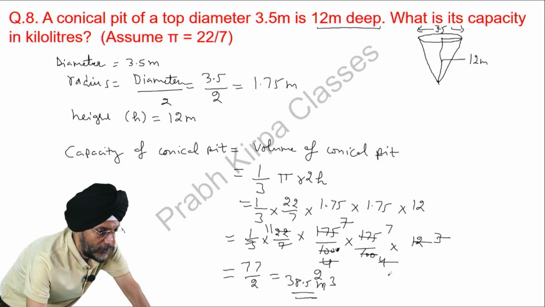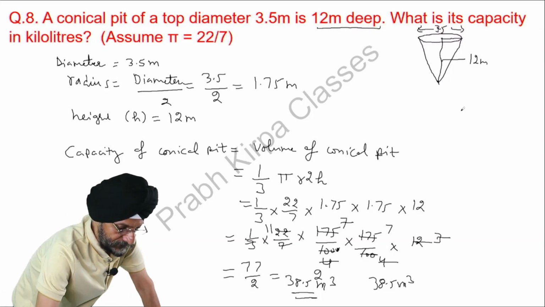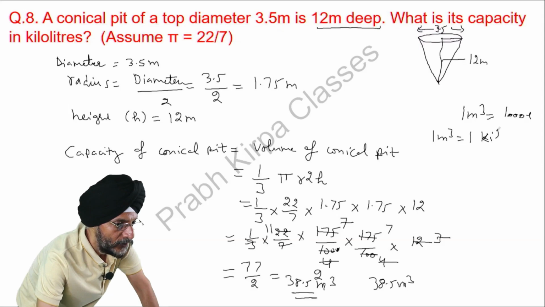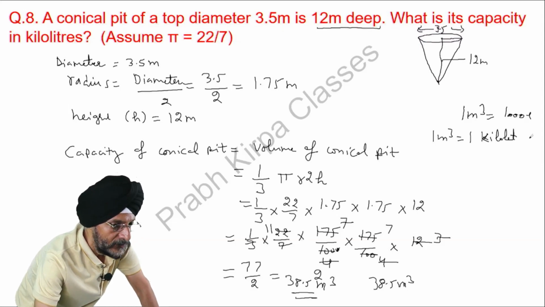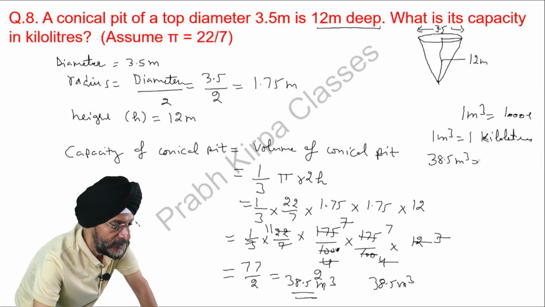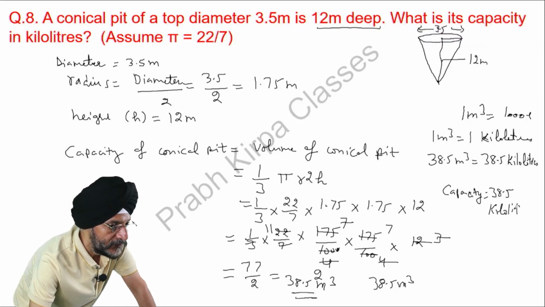We have the answer as 38.5 cubic meter. We know that 1 cubic meter is equal to 1000 liter, or we can say that 1 cubic meter is equal to 1 kiloliter. So 38.5 cubic meter is equal to 38.5 kiloliters. So the answer is capacity is equal to 38.5 kiloliters. This is the answer.